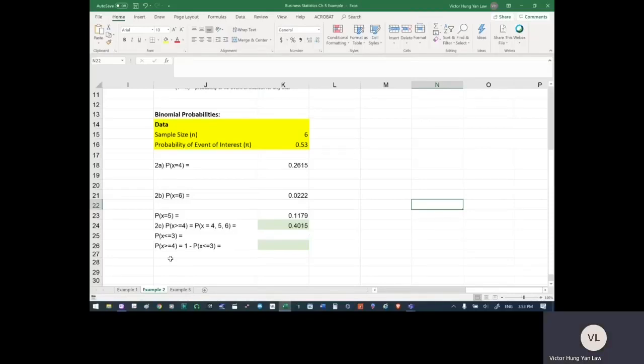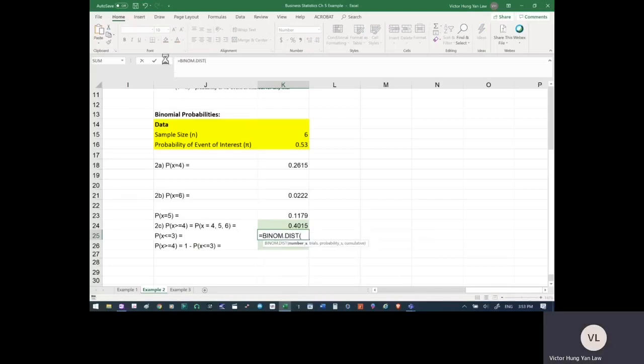The second way to calculate the probability of x is greater than or equal to 4 is we take 100% minus the opposite. The opposite of x is greater than or equal to 4 is x is less than or equal to 3. So first we need to find out the probability of x is less than or equal to 3. And we're going to use the formula =BINOM.DIST.